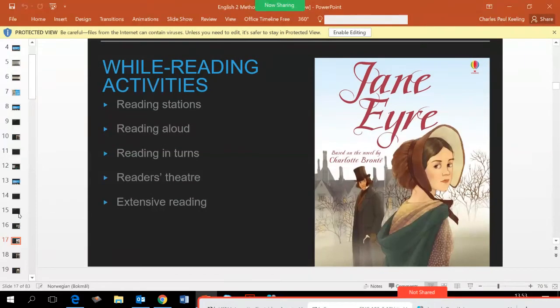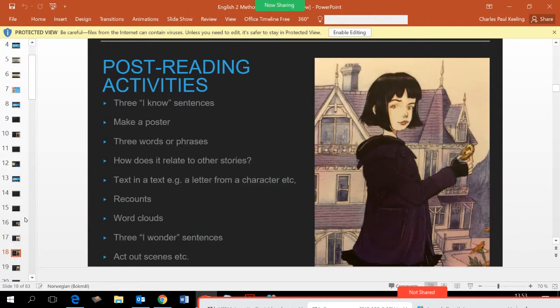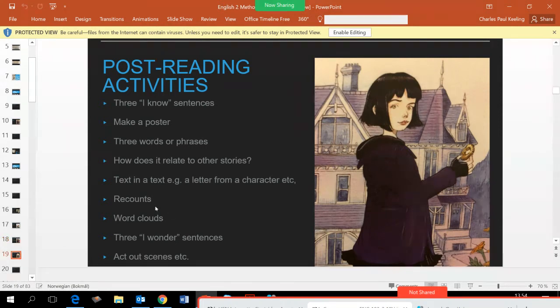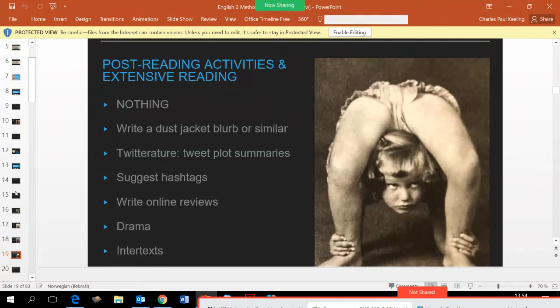We looked at while reading activities. We talked about some ideas, and we enacted a few ideas at our course meetings. There's Coraline, and these are taken from Munden and Sandhaug, etc. Some ideas for post reading activities. And we moved on to really look at how you could build something more out of it in terms of drama.